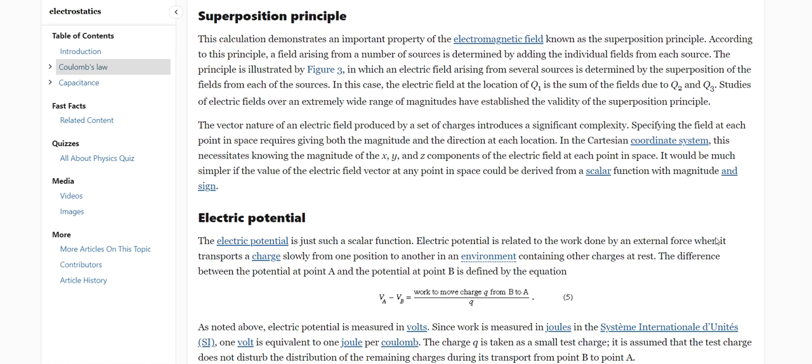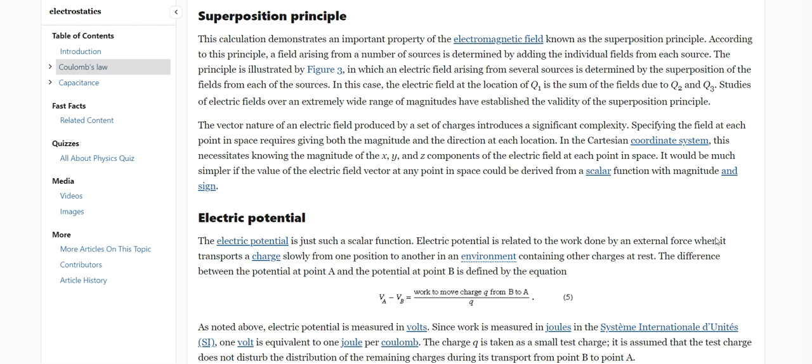Superposition principle. The calculation demonstrates an important property of the electromagnetic field known as the superposition principle. According to this principle, a field arising from a number of sources is determined by adding the individual fields from each source. The principle is illustrated by figure 3, in which an electric field arising from several sources is determined by the superposition of the fields from each of the sources. In this case, the electric field at the location of Q1 is the sum of the field due to Q2 and Q3.